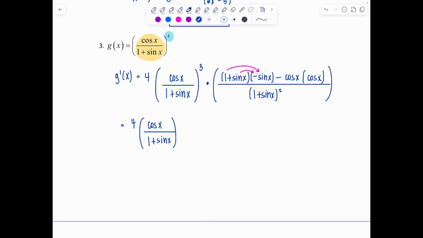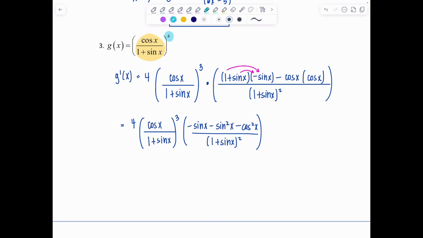And then let's see what's going on over here. We'll have negative sine x minus sine squared x minus cosine squared x over 1 plus sine of x squared. And then I'm noticing I can take a negative out from everybody. I'm going to put it all the way in the front, okay? So I'm going to write this as -4. Now I'll make this cosine cubed x over 1 plus sine of x cubed.